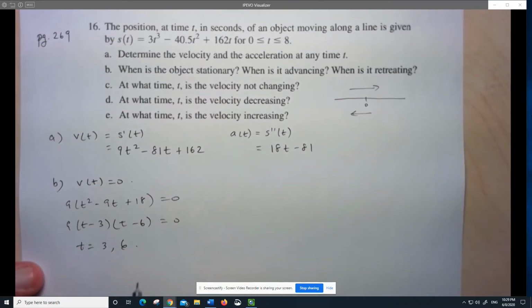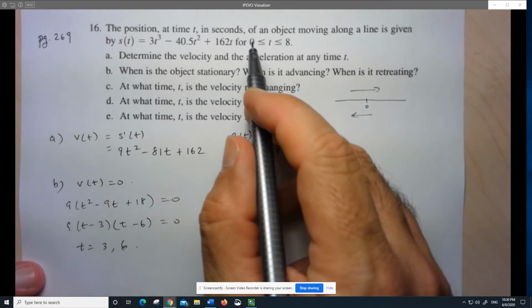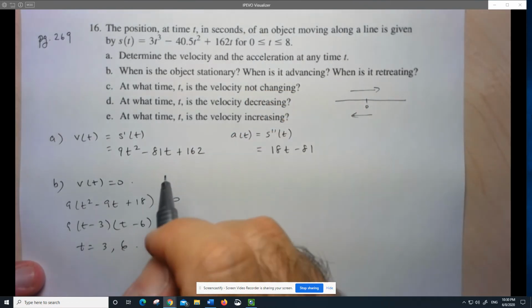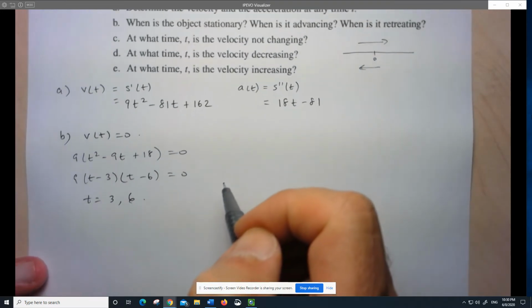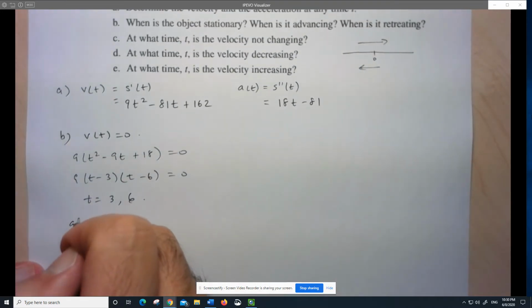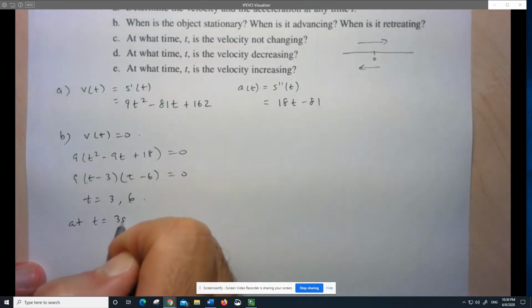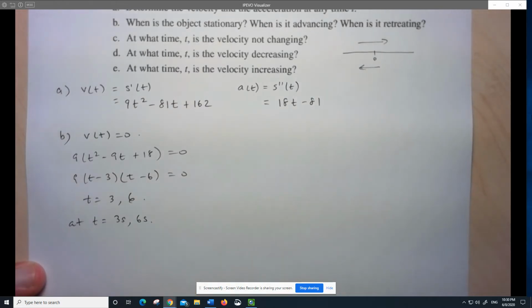Now, we're going to accept both answers because we're considering between 0 and 8. Had something been beyond 8, we wouldn't have accepted it as part of our solution set. So here we can say at t equals 3 seconds and at 6 seconds.